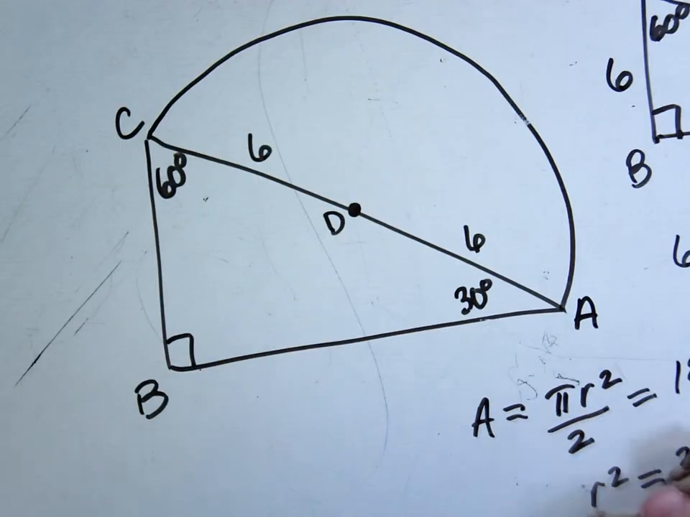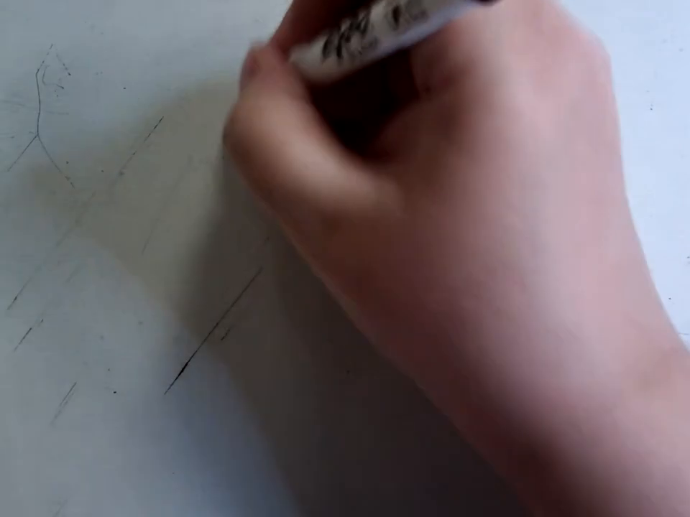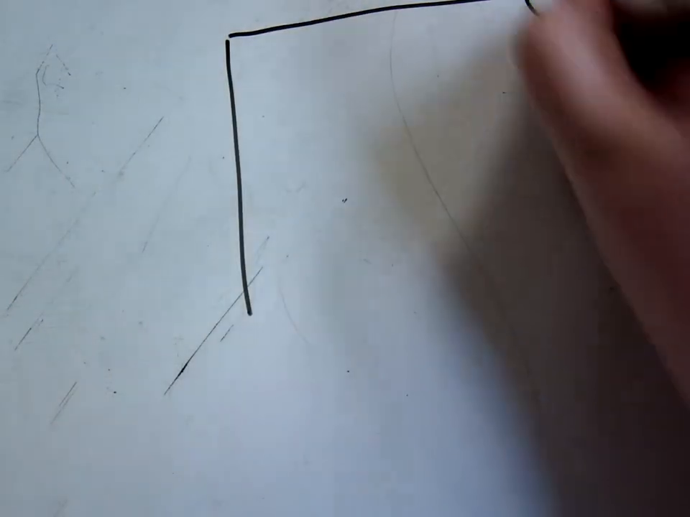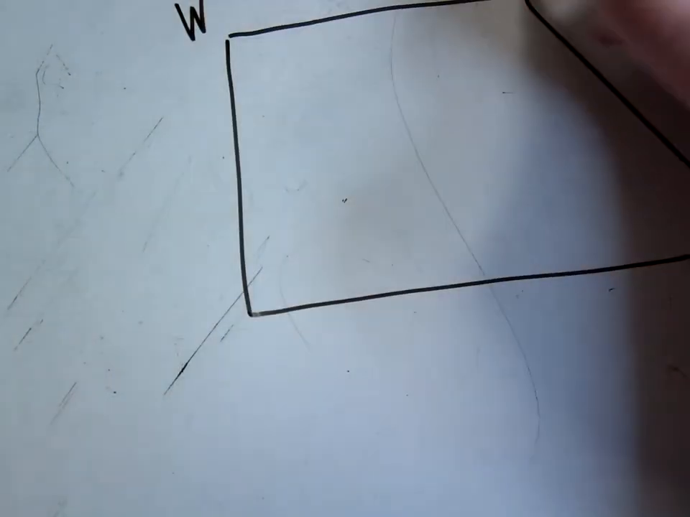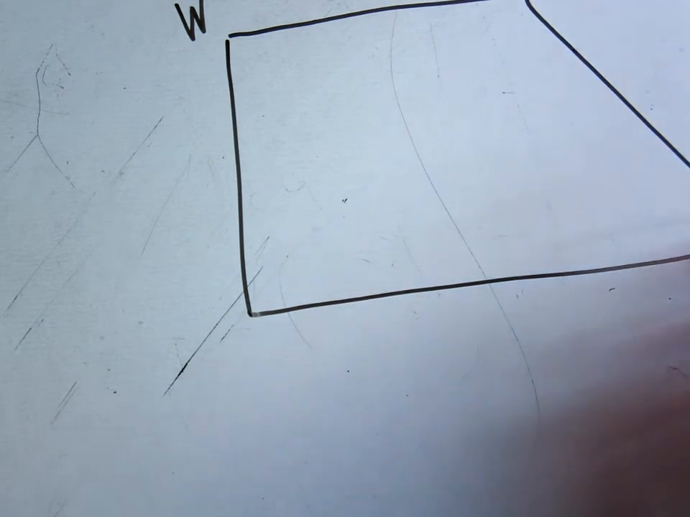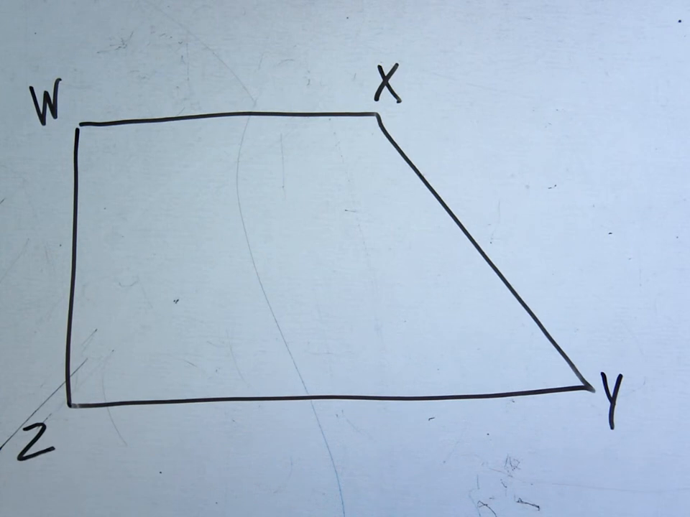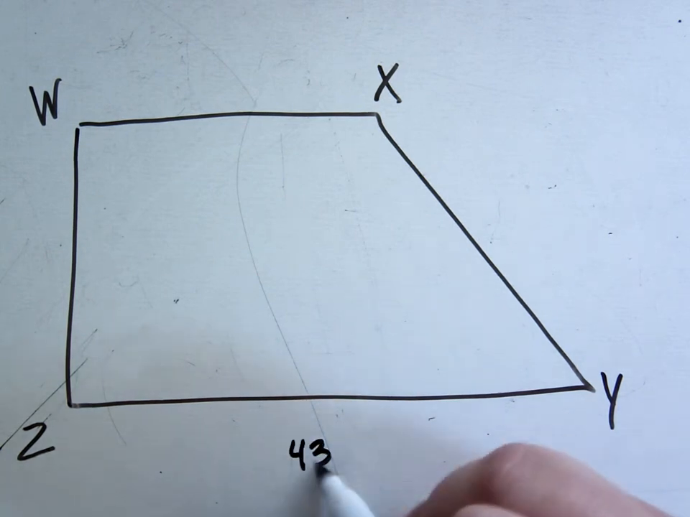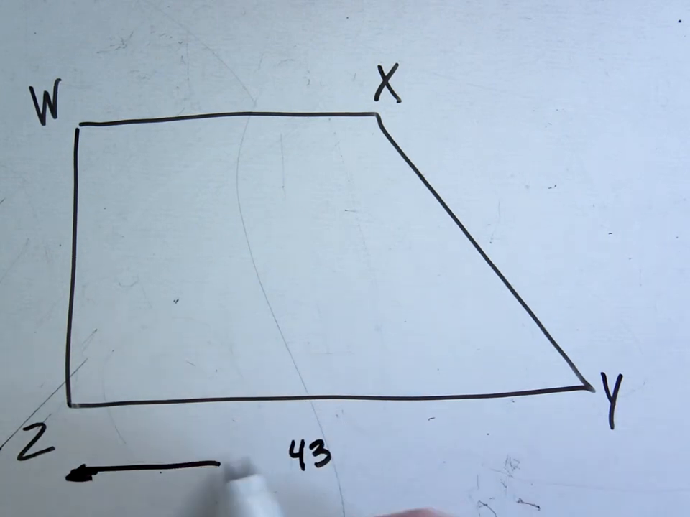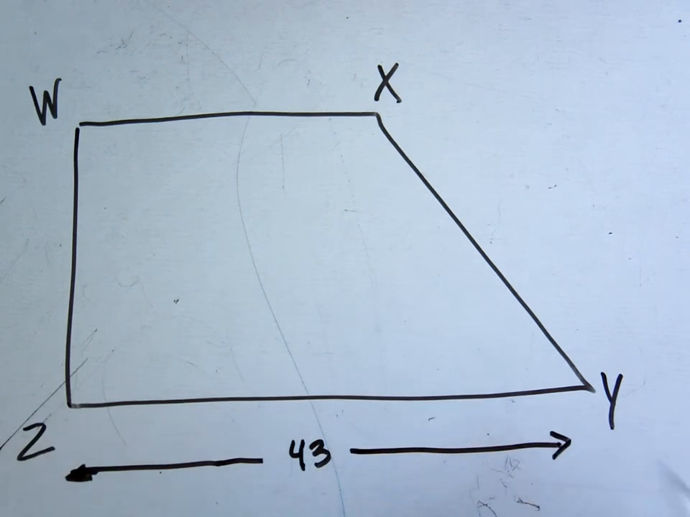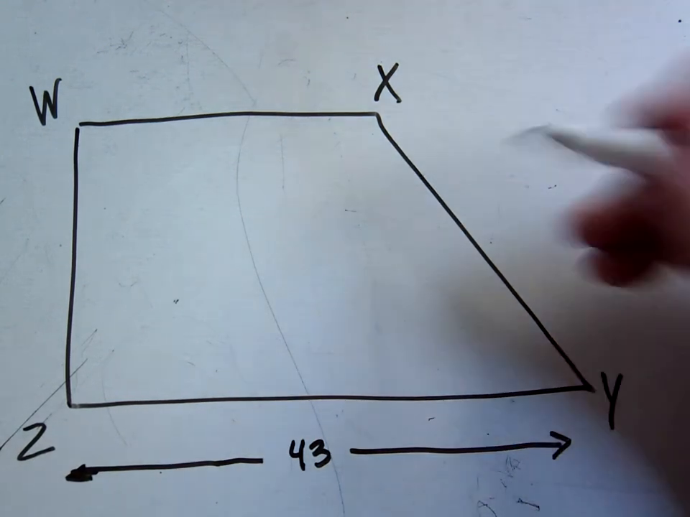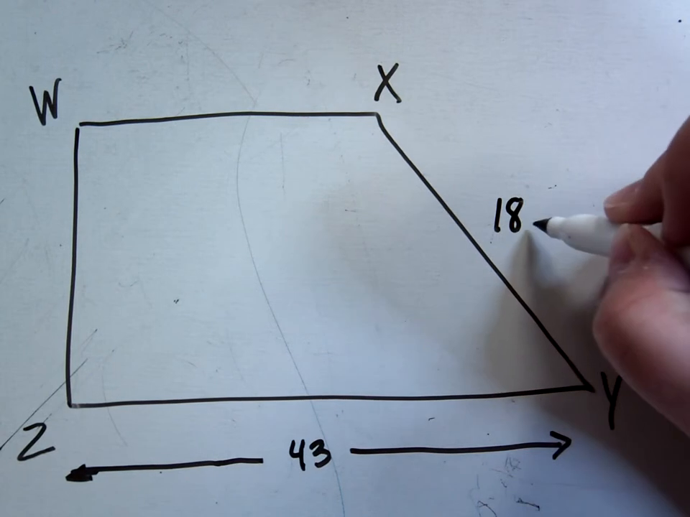Number 3, find the perimeter of quadrilateral WXYZ. So this one is asking for the perimeter of the whole thing, which is what I was thinking the last time. Now I can think that. So WXYZ, and it tells me that from Z to Y is 43. And X to Y is 18 root 2.